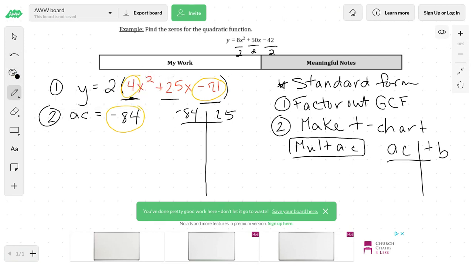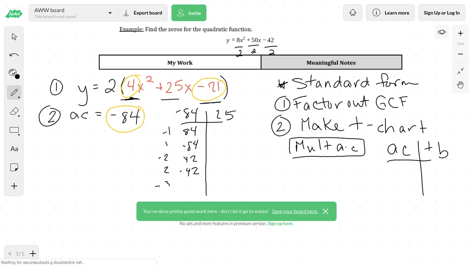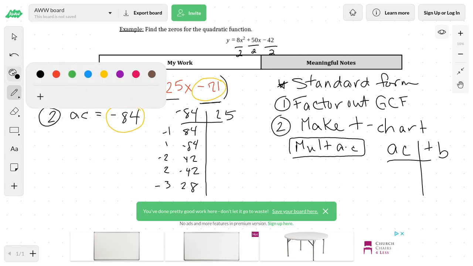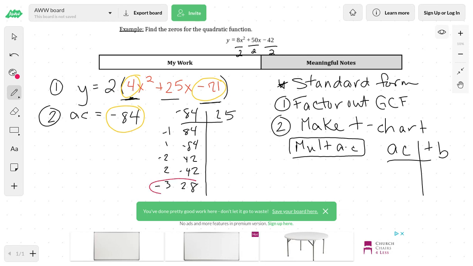So negative 84, because we're multiplying to a negative number, one has to be positive, one has to be negative. So we have negative 1, positive 84, or positive 1, negative 84. We have negative 2, 42, positive 2, negative 42. We have negative 3 and 28, or positive 3, negative 28, but that's actually the pair that I want, that right there. So I'm going to stop. I don't have to keep going. I could keep going if I want to, negative 6, positive 14, positive 6, negative 14, and then 7 and 12, but I'm going to stop right here because I already found it.